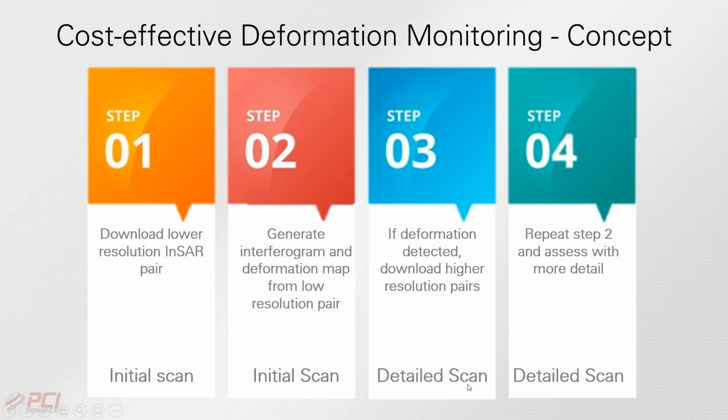So now you want to do a more detailed look. This is where you can capture, say, ICEYE spotlight data. Once again, with very high revisit times, you're going to be able to get a spotlight data set that corresponds to the time frames that you're looking for. So you can download that higher resolution pair, and then once again repeat step 2: generate the interferogram and deformation maps from that pair to analyze the more intricate details of the site or the infrastructure that you're assessing.